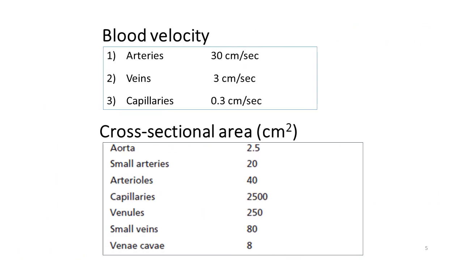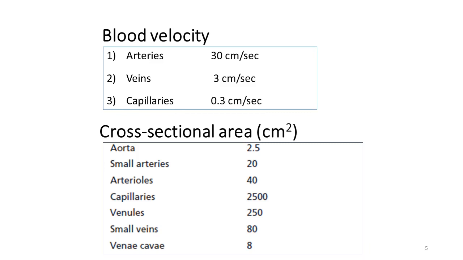Here you can see blood velocity in different vessels. In arteries, velocity of blood is about 30 centimeter per second, in veins about 3 centimeter per second, and in capillaries 0.3 centimeter per second. So you can see low blood velocity in the capillaries because we need to exchange the gases and nutrients from the blood into the interstitial fluid, and also collect the waste and carbon dioxide from the interstitial fluid into capillaries. Because of that, there is a very low velocity of blood in the capillary.